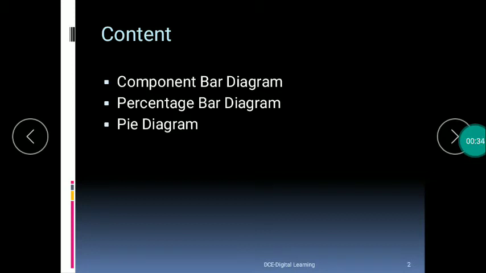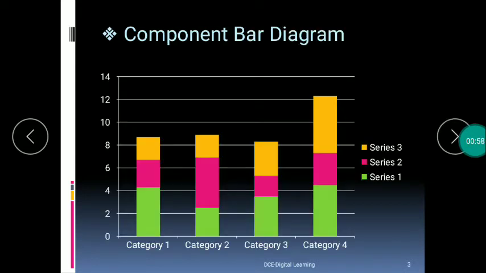So we have already seen the different types of diagrams available for diagrammatic presentation of data. We have already discussed two types of diagrams, that is simple bar diagram and multiple bar diagram. So in this video we are going to talk about the two remaining bar diagrams and pie diagram or pie chart. So let's get started with the first one, that is component bar diagram.